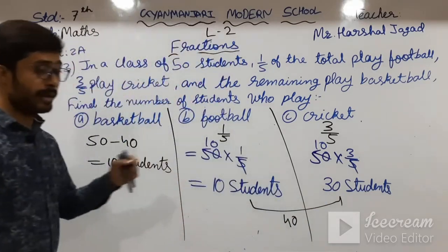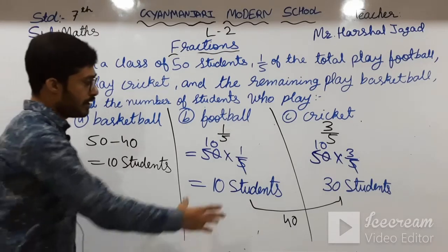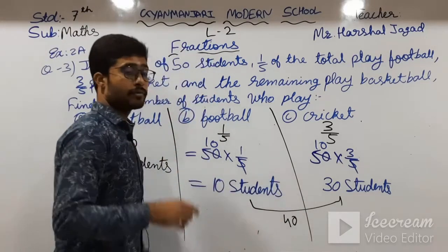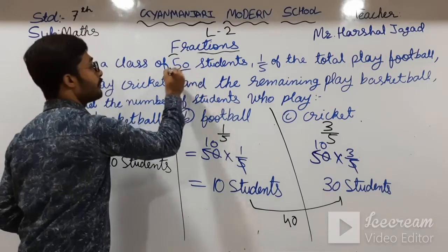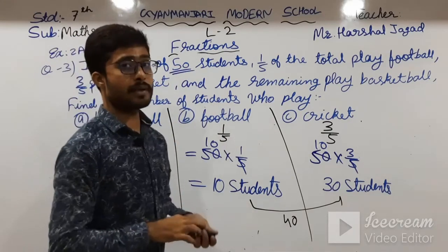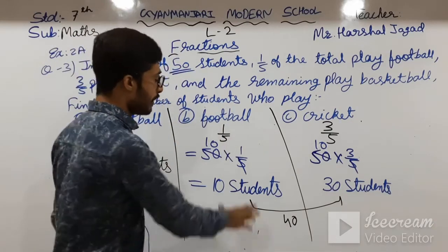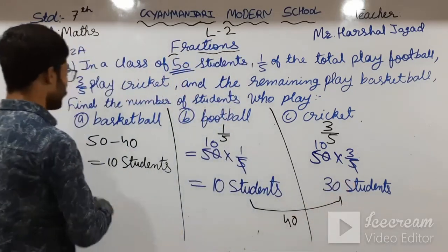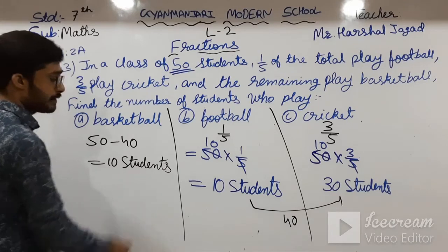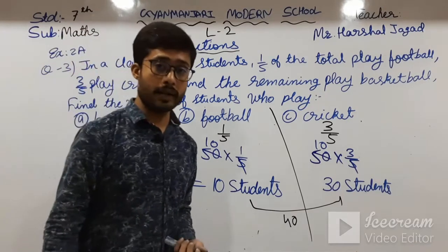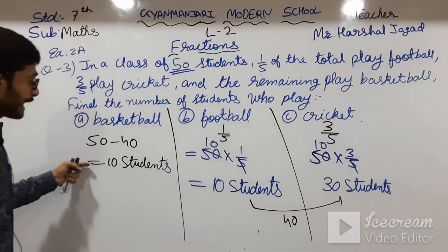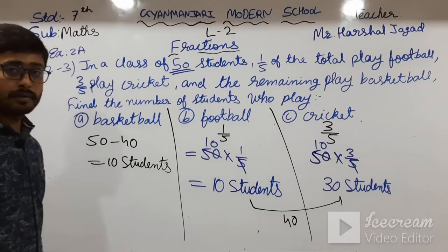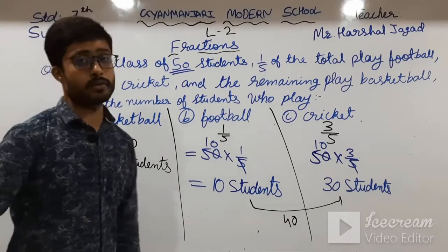Okay students, and the remaining are playing basketball. The total number of students is 50, so the total must be 50. Here the total is 40. And if we do 50 minus 40, that is 10 students. So we get the answer 10. Please note down this sum students.